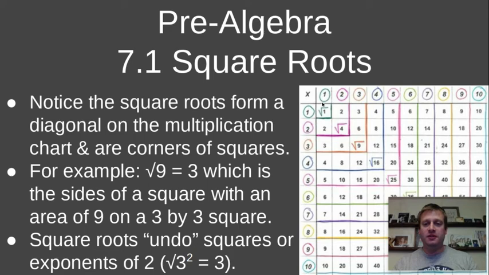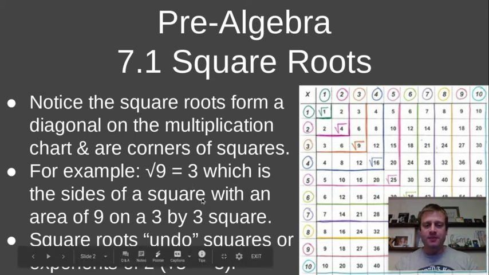1 is 1 because 1 times 1 causes the area of 1. The square root of 4 is 2 because a 2 by 2 square causes an area of 4. A 3 by 3 square has an area of 9, so the square root of 9 ends up being 3. And the other thing that you need to know as we go through the rest of the chapter is that square rooting undoes squaring.